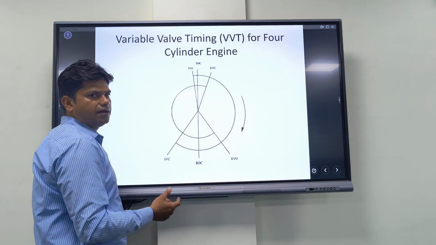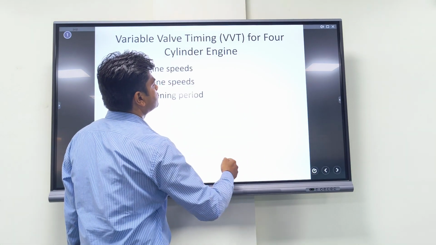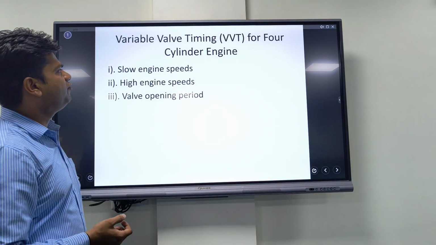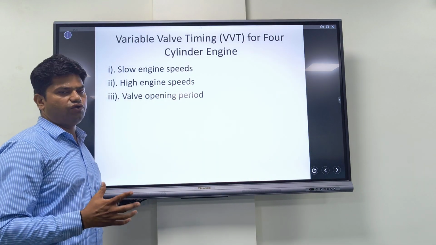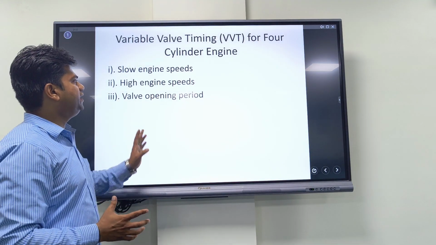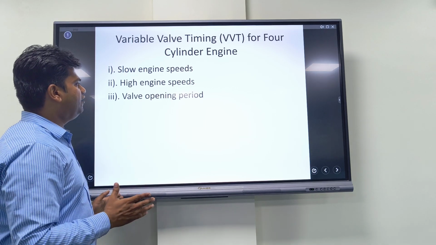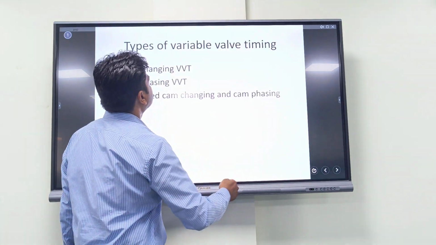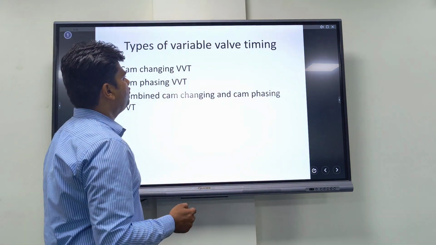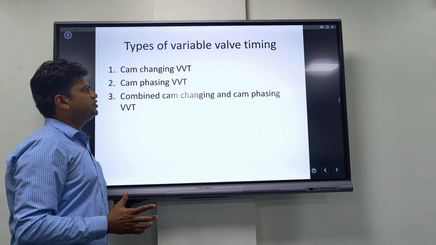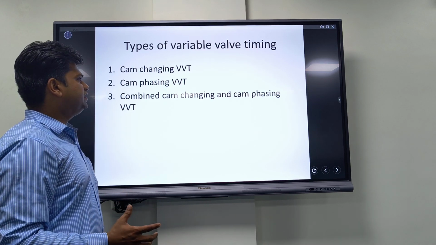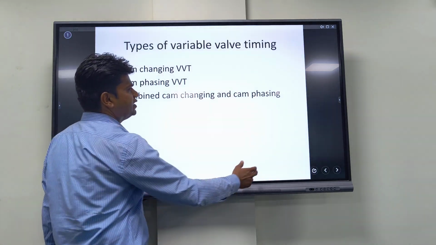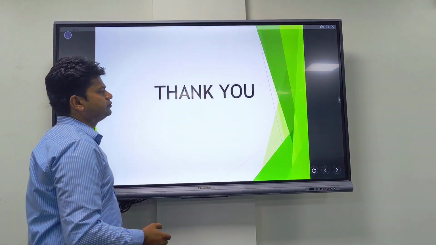Variable valve timing diagram. Variable valve timing diagram for a cylinder engine. Slow engine speed, high engine speed and valve opening period. Next slide. Types of variable valve timing: cam changing, cam phasing, and combined cam changing and cam phasing. Next slide. Thank you.